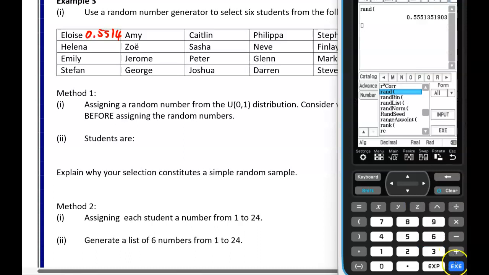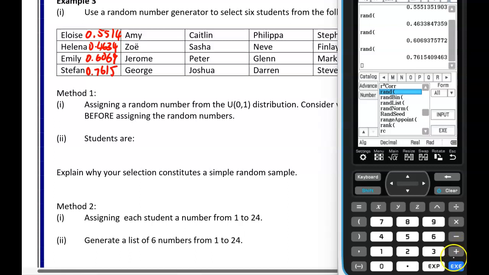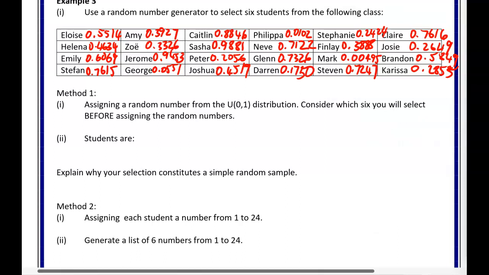So 0.5514. Student 2, I'm going to go down. I've decided 0.4634. So 4 decimals should be enough to generate all different ones. Not necessarily. And remember, I think I've decided that I was going to do the highest 6, doesn't matter. 0.7615 and so forth. And doing it this way, no double ups.